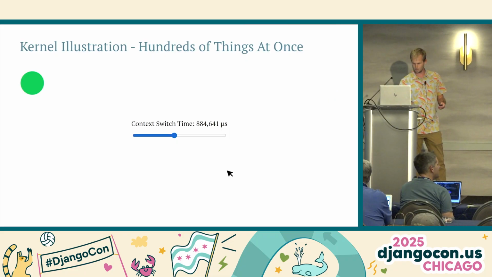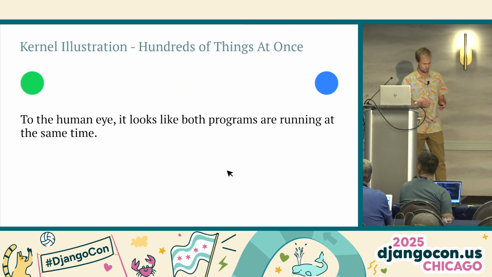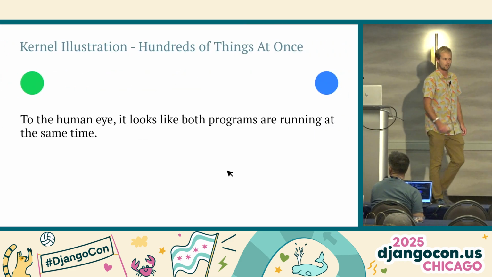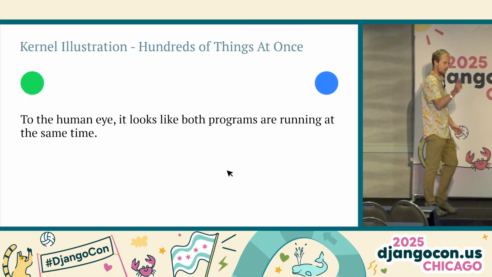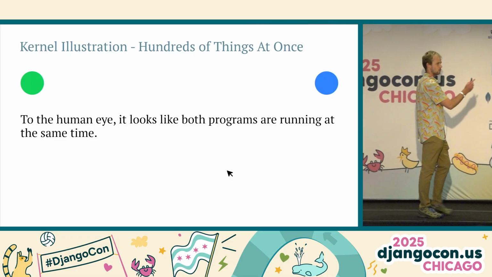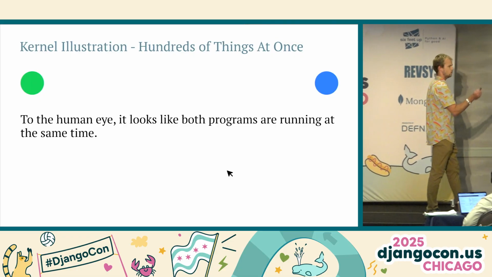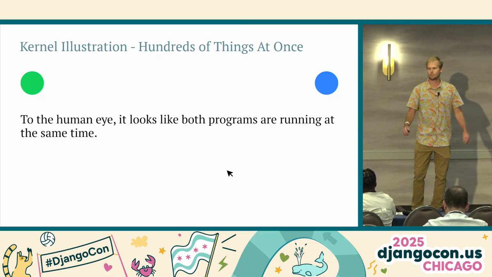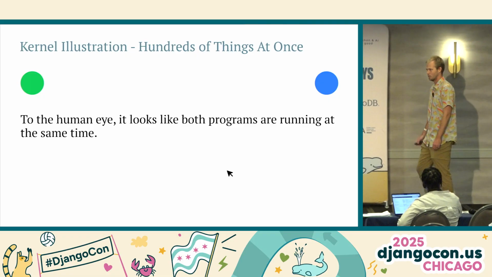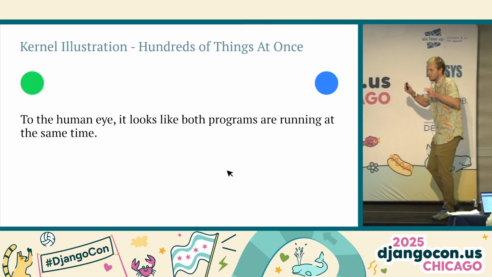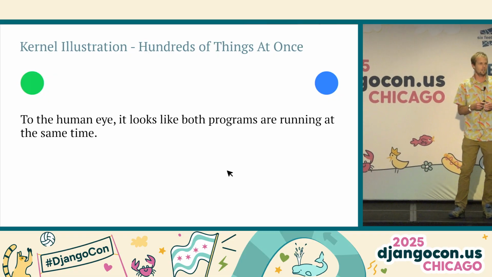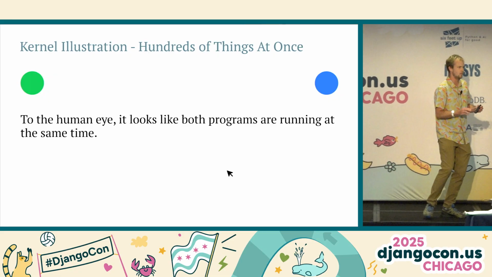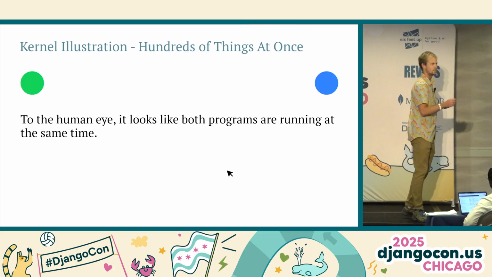And I'm not going to drag that slider down all the way, because it's a lot to take in. But eventually, to the human eye, it looks like that. I could tell you right now that the kernel is switching between the green program and the blue one 20,000 times a second. I don't know if it's actually that number. It might be 200,000, might be 2,000. But it's switching between them so fast, and it's running them, that if you're using your mouse or typing, to you, the computer feels instant.